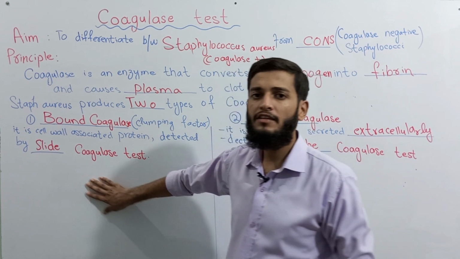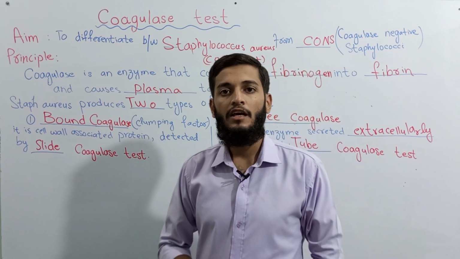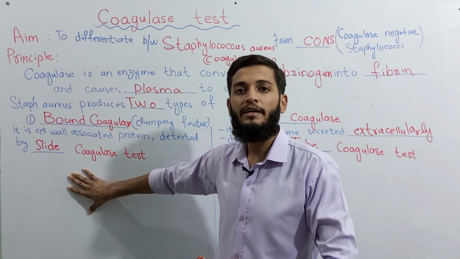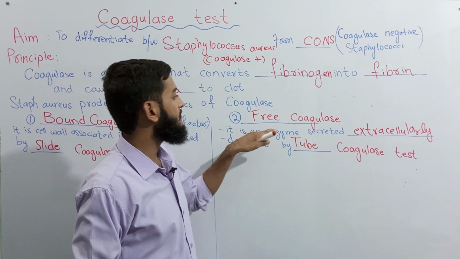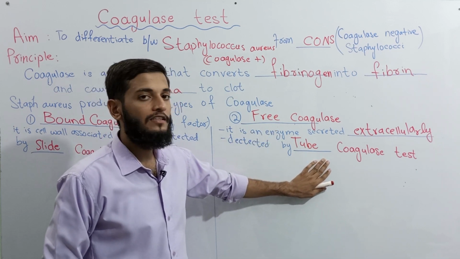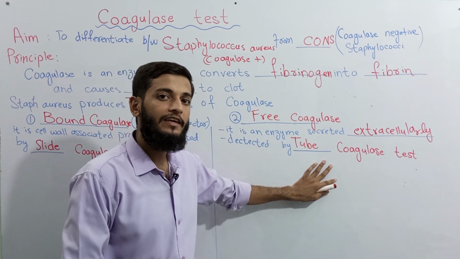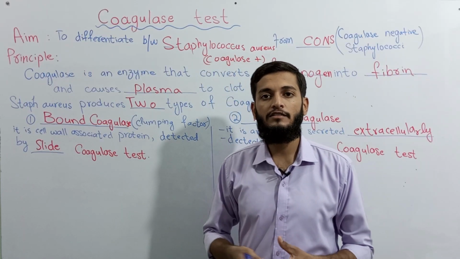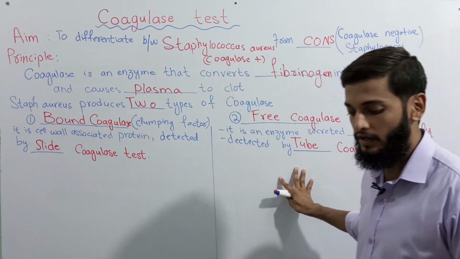The slide coagulase test is a very fast test, and coagulase can be detected in 10 seconds, but this test can give us false negative results. That means the sample was positive but declared as negative. Whereas the tube coagulase test is a definitive method for coagulase detection and can take up to 24 hours. Now we will discuss the procedure of the slide coagulase test and tube coagulase test one by one.